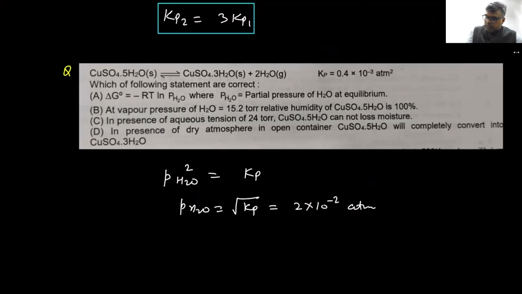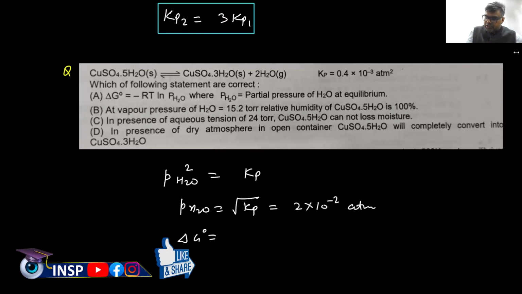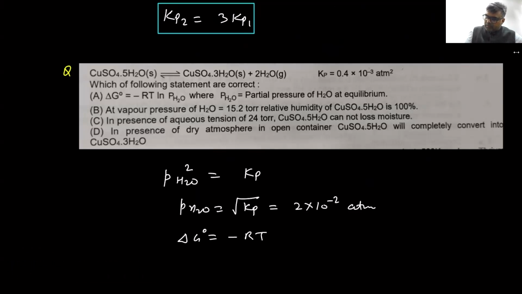So once this is true, the expression of delta G naught is equal to minus RT ln of K equilibrium, which is minus RT ln of Kp, and Kp is given to you as the partial pressure of water square. So expression 1 is incorrect. The second part says the vapor pressure of water is 15.2 torr, and the relative humidity of copper sulfate dot 5H2O is 100%.